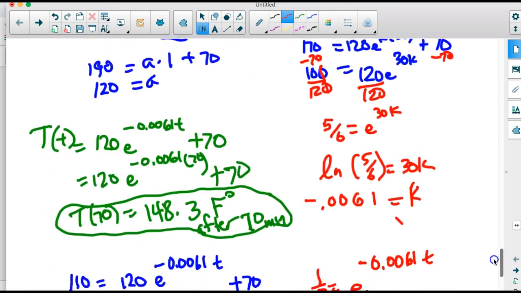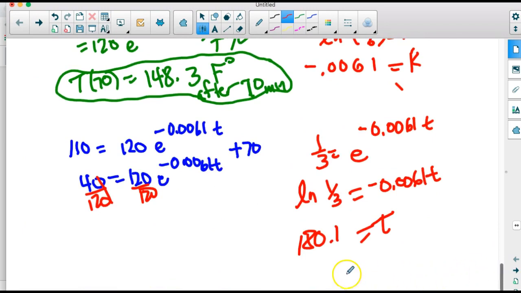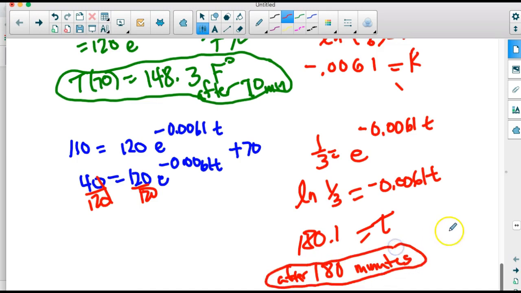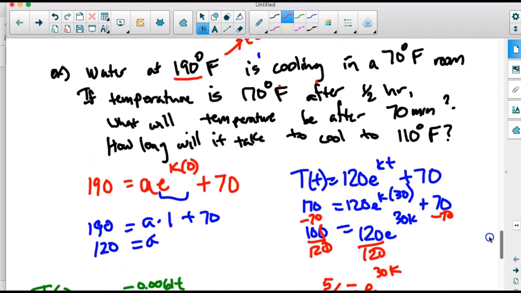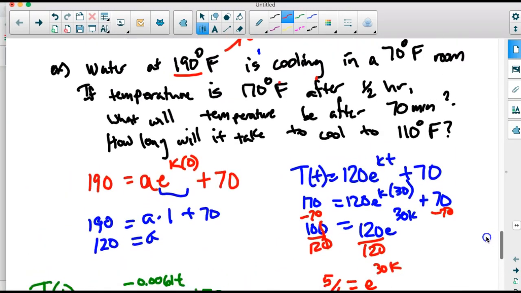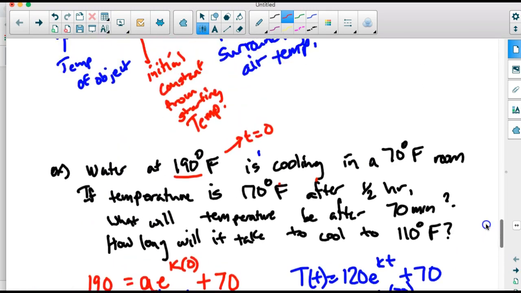So after 180 minutes, it would reach the temperature of 110 degrees for this water as it cools. Okay.